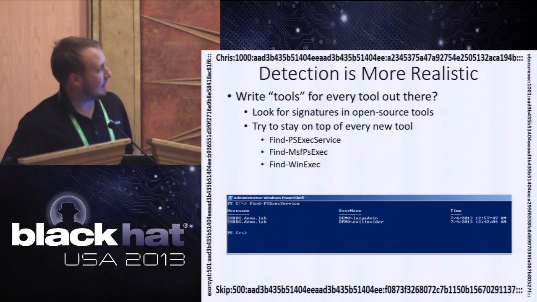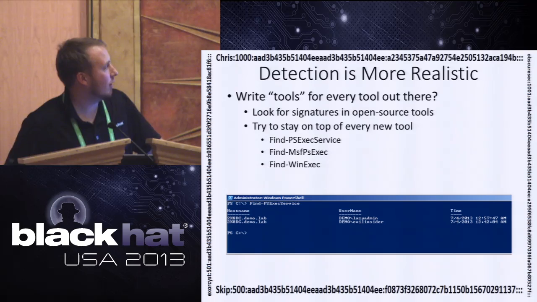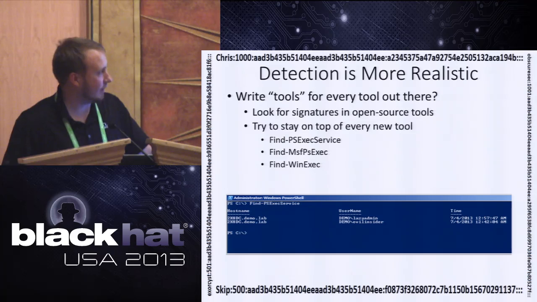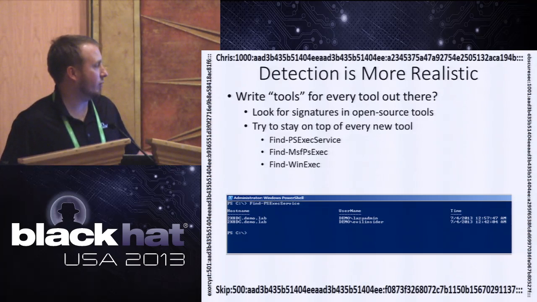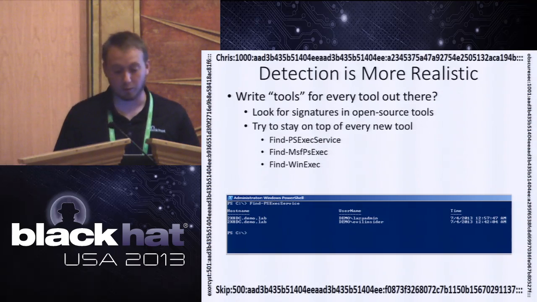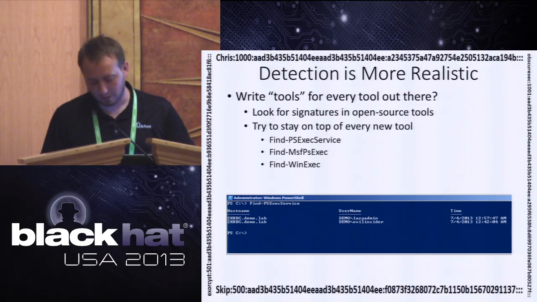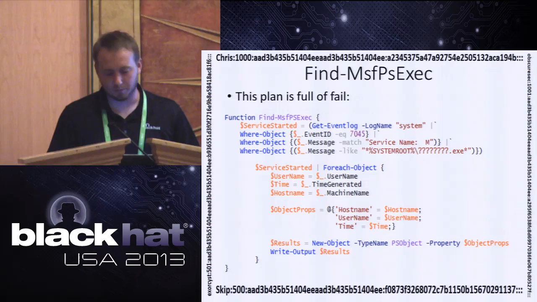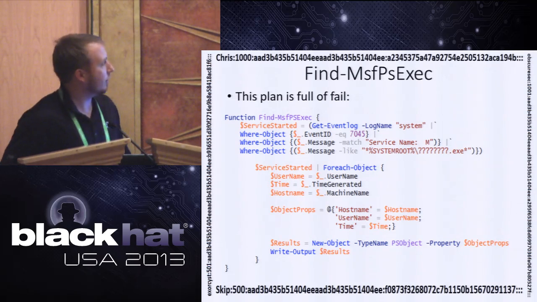I wrote three examples of stuff that I've seen written in network signatures before: find psexec service, find the Metasploit psexec service, and find winexec. This is what it looks like. It gives you the host name it came from, the username that was used, and when it was used. What this is doing is going through the local event log and pulling out signatures from the event log that this was happening. So this is detection. It's not prevention.